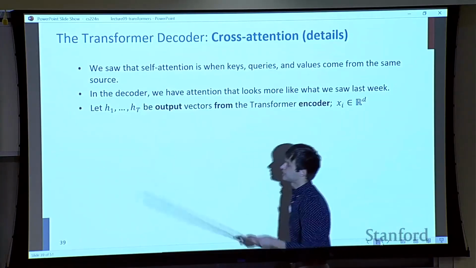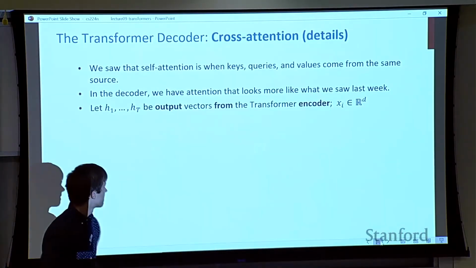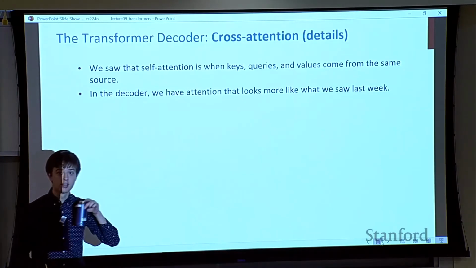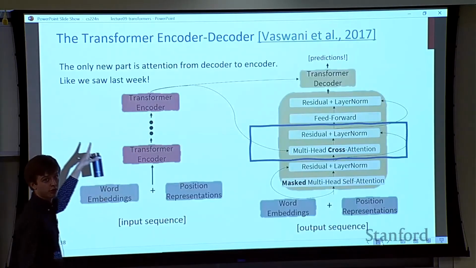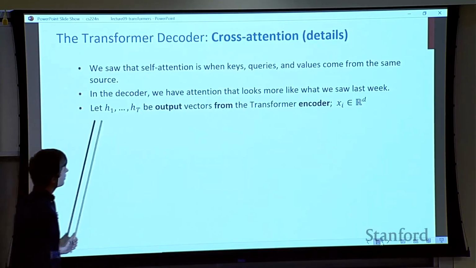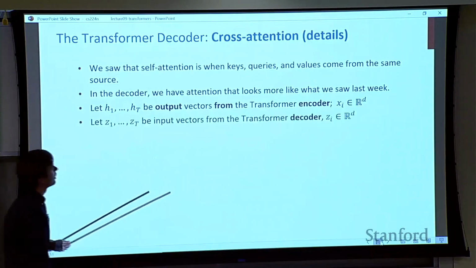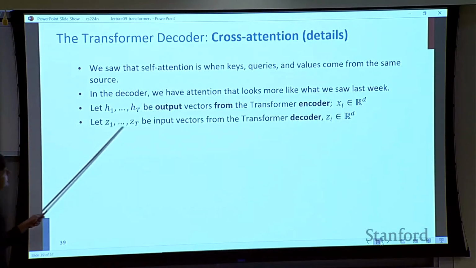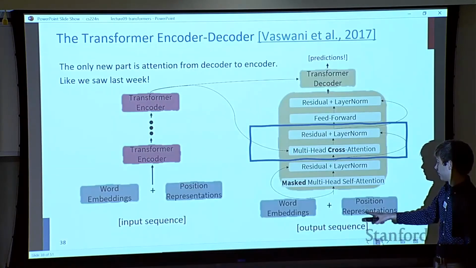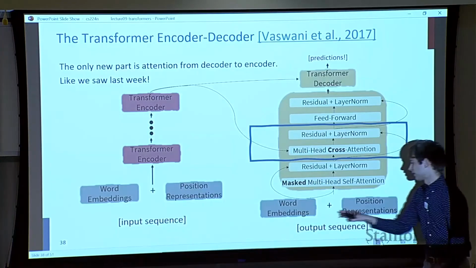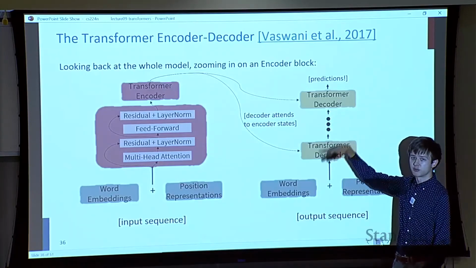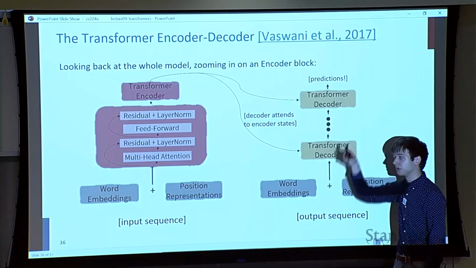So we're going to have h_1 to h_T be output vectors from the transformer encoder, which are all h_i in R^d. Now remember, this is the last transformer encoder here. You never attend to the middle encoder blocks. It's the output of the last encoder block. So those are the output vectors from the last transformer encoder block. And now we have z_1 to z_T be input vectors from the transformer decoder. So here maybe the input is the word embeddings plus the position representations. Or, it's actually the output of the previous transformer decoder, which are going to be the inputs for the next one.